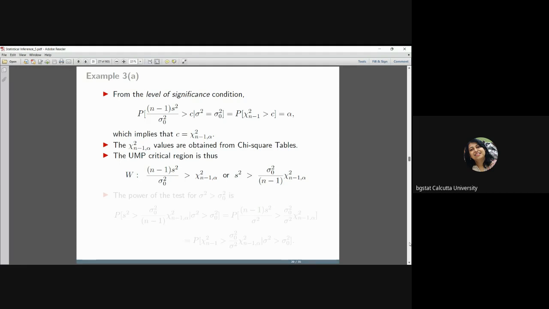So my critical region turns out to look like this. We reject H naught if S squared, which is the sample variance with divisor n minus 1, is greater than this quantity: sigma naught squared, the value under the null, divided by n minus 1, times chi-square n minus 1, alpha. So just like for the normal distribution, we can write down the expression for the power function.